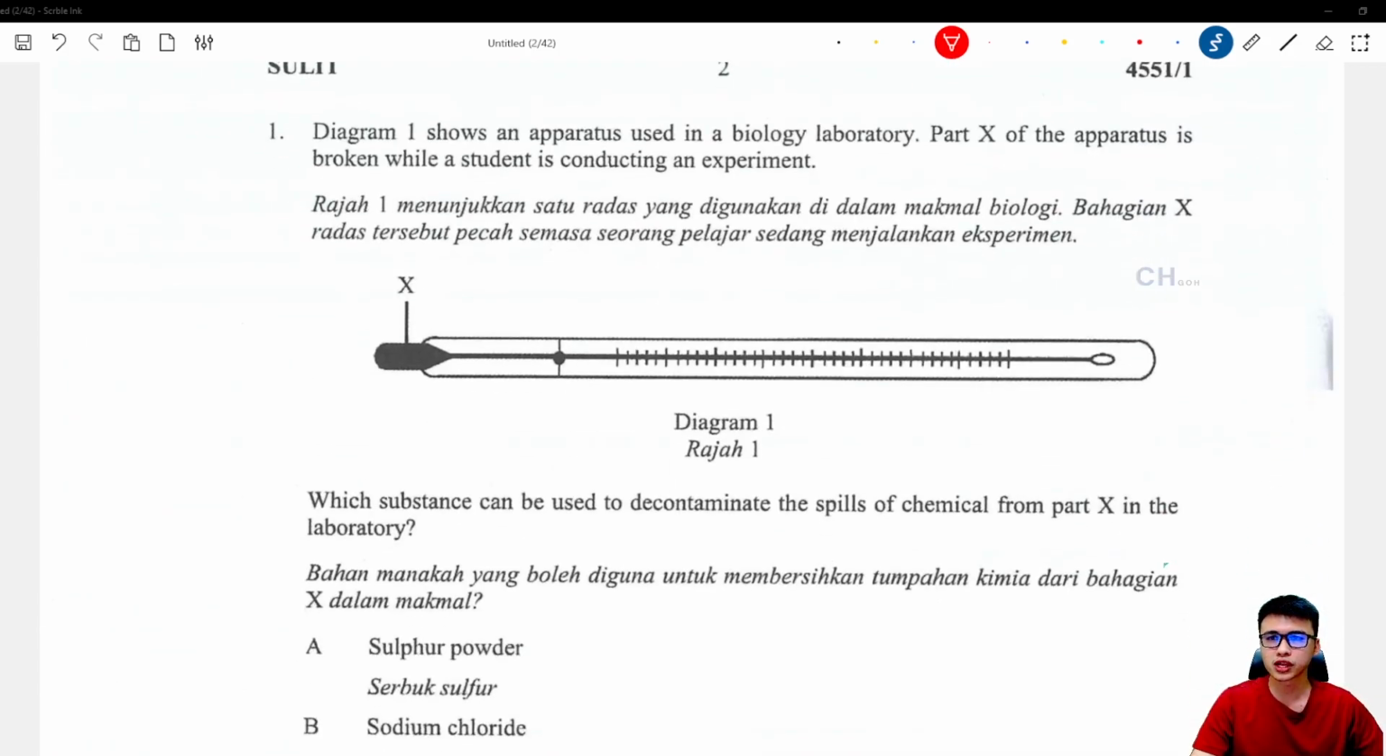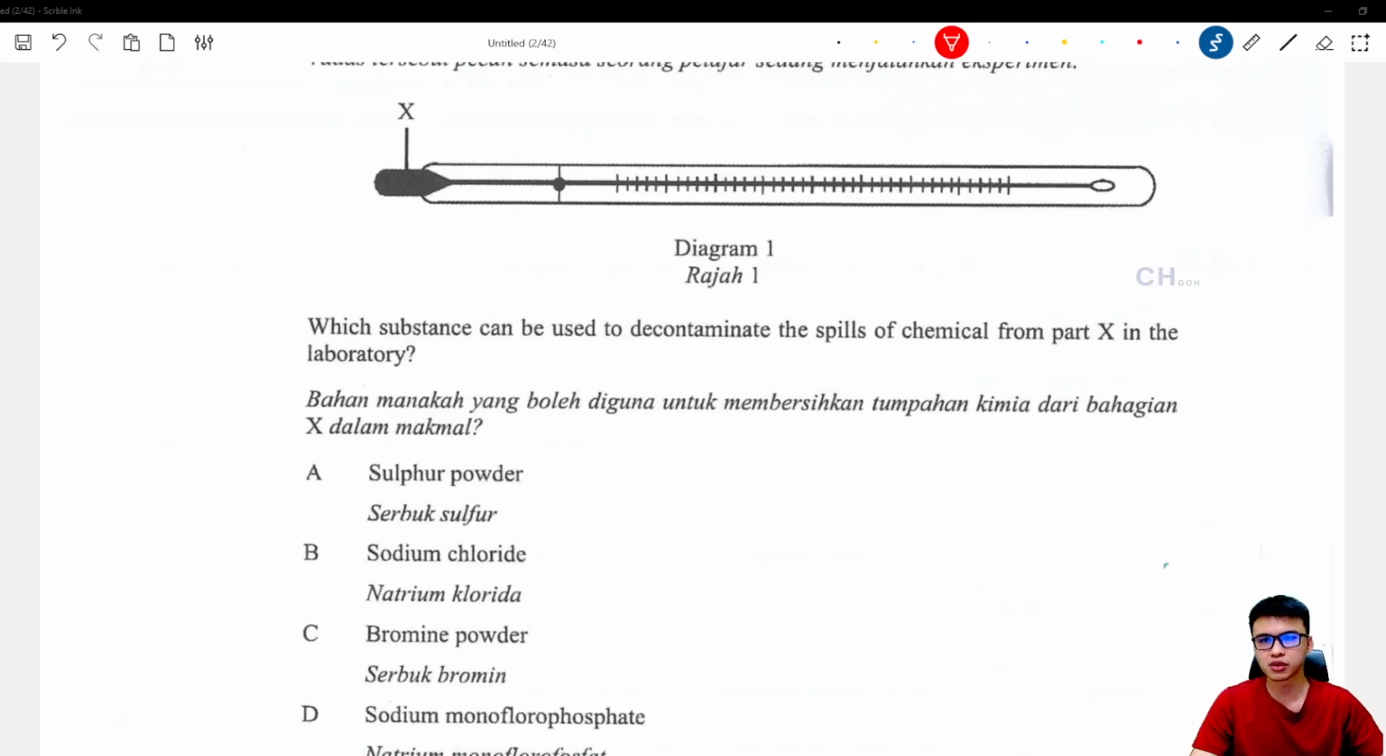Let's look at question 1 here. Diagram 1 shows an apparatus that is used in a biology lab. Part X of the apparatus is broken while a student is conducting an experiment. This is what I fear the most, when students accidentally break the mercury thermometer. So X should be the mercury thermometer.